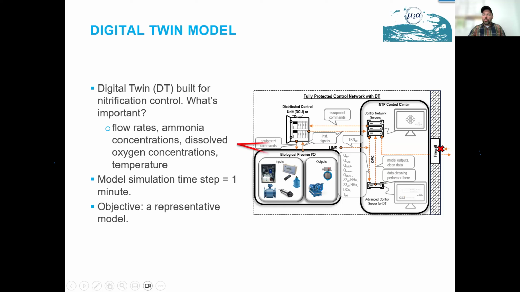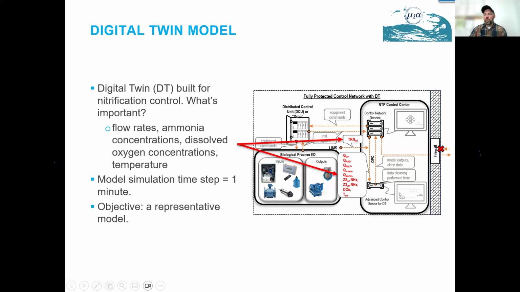And then we have certain variables that are really specific to or important to nitrification, right? Ones that we need the model to ingest if this digital twin is going to be used for nitrification control. Of course, those variables include ammonia concentrations, flow rates, dissolved oxygen concentrations, temperatures, right? All of these variables are inputs that flow from the distributed control system over to what we're calling this advanced control server for the digital twin here in the bottom right-hand corner.